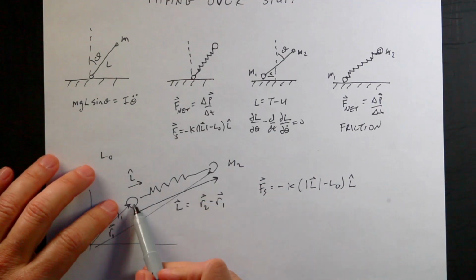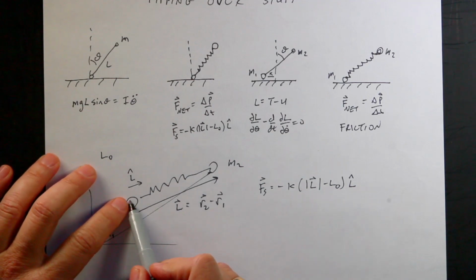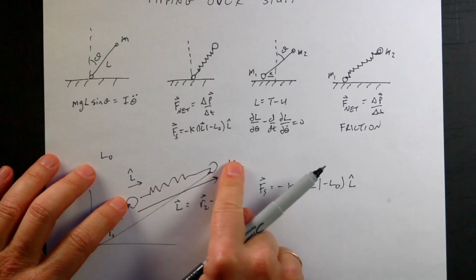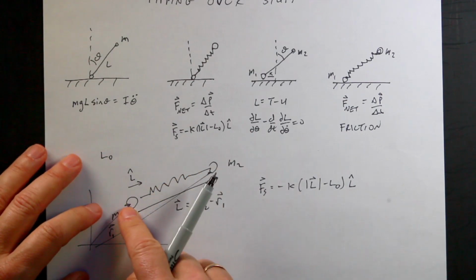Now this will give me the force on this mass up here, and I already did that. But now I need to do it also for this force down here. So this mass down here is a little tricky. First of all, the force down here is just going to be the opposite of this force. If this is a massless spring, the amount the spring pushes on mass 2 is equal and opposite to the force on mass 1.